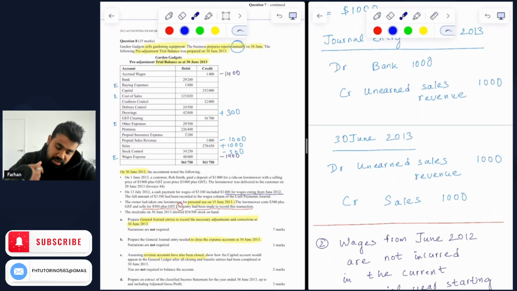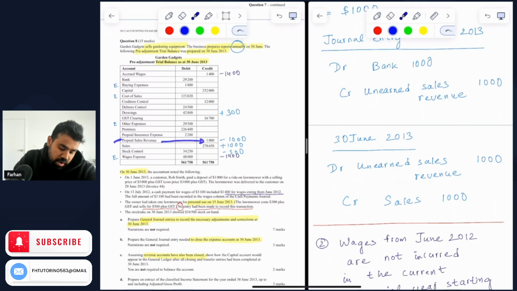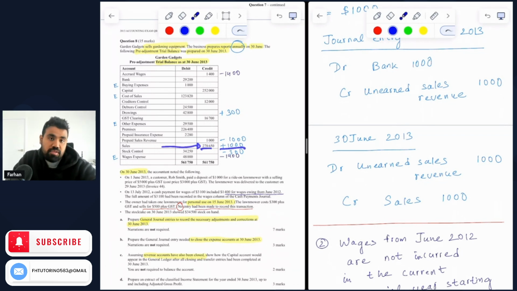So if we are debiting unearned sales revenue by 1,000, which means reducing the current liability by 1,000, here you can see prepaid sales revenue, and we have to reduce it by 1,000. That's why we are subtracting 1,000. And then we have earned this sales, so to the original amount that we're given here, we're adding an extra $1,000 to reflect an increase in the revenues that we have earned.